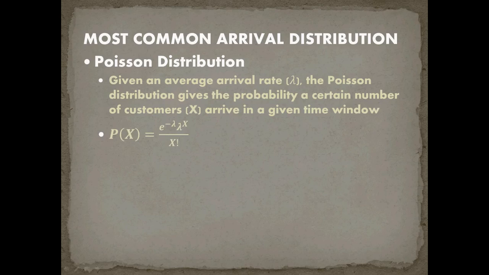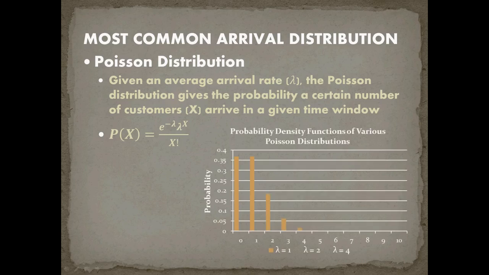Maybe not the most useful, but visually, what does this look like? So if my lambda equals 1, you can see the probability of 0 customers is about 37%. The probability of 1 customer is about 37%. The probability of 2 customers is about 18%. 3 customers, 6%. 4 customers, a low number. And then 5 even lower, and so on and so forth, right? But there's a chance that you can have 8 or 9 or 10 customers show up in a given time period with a lambda equals 1.